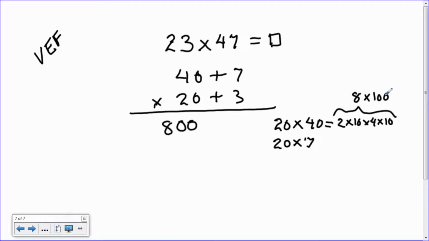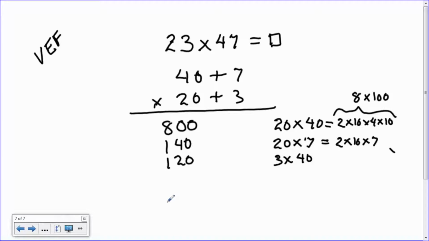Same way with 20 times 7. If I don't know that that's 140, I could split that up into 2 times 10 times 7. And so in this multiplication, I'm going to do the 2 times 7, which is 14, times 10, well, it's 140. And then I'm going to move to the 3, and so the next one will be 3 times 40. And once again, I could write the 4 as 4 times 10, and it becomes 12 times 10, or 120.